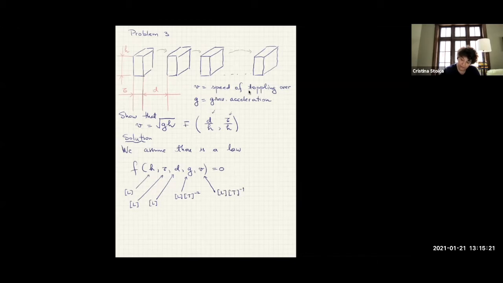And my habit, and I advise you to do this, it's just nice to see the fundamental units. We have length and time, so there are just 2, whereas we have 5 variables. Okay, so now we're going to combine them.